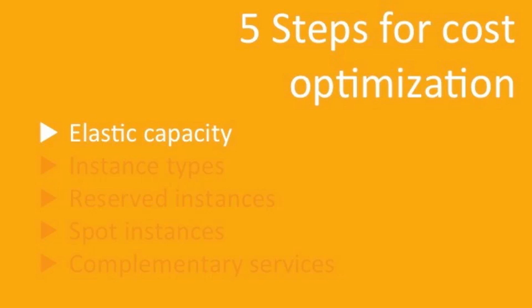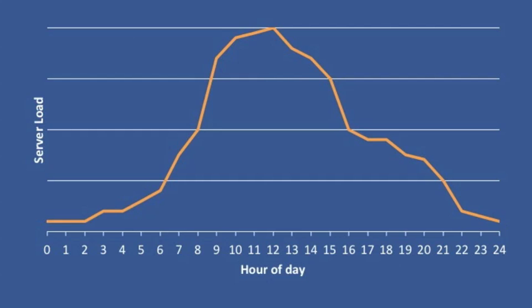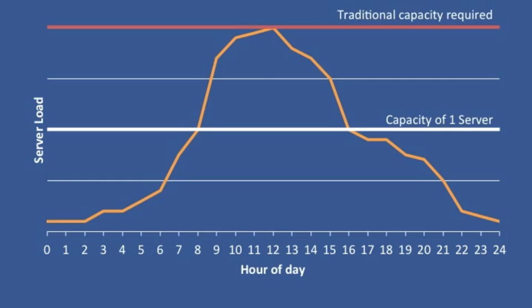So the first of those is elastic capacity. Let's have a look at this. Let's take a typical chart of server load, and shown here is a 24-hour period for a fictitious application. The server load grows over time, and we can see that in the morning it starts to shoot up to a maximum around the middle of the day, and then in the evening it tails off. Let's say we can support that with a capacity of 1 server shown there on the graph. A traditional capacity required would be 2 servers, so my chart is too high in terms of server requirements.